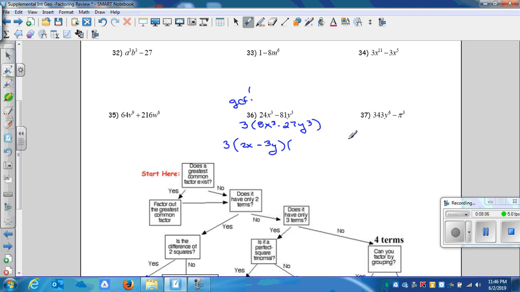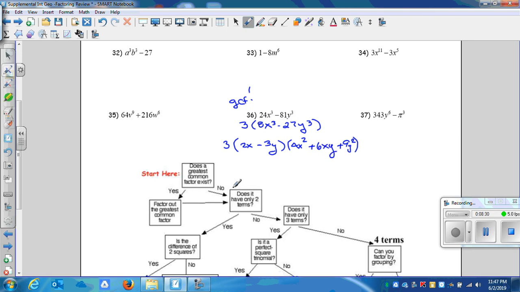And then I'm going to make my parenthesis large enough to do the squares. So 2x all squared is 4x squared. Negative 3y all squared is a positive 9y squared. And the middle term, I've got 2x times negative 3y, which is negative 6xy. Change your sign, and that's going to be positive 6xy.